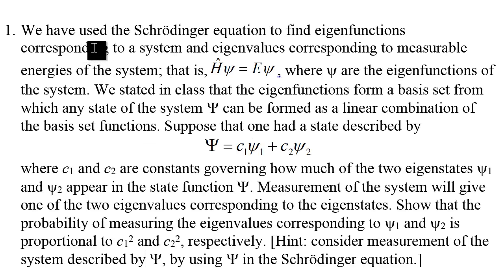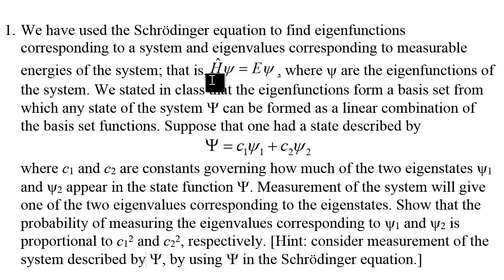We have the Schrödinger equation. You used eigenfunctions and so on. H psi equals E psi. And if these psi's here are eigenfunctions of the system, then the energies are the eigenvalues, or the allowed energies that you can actually measure corresponding to this Hamiltonian.